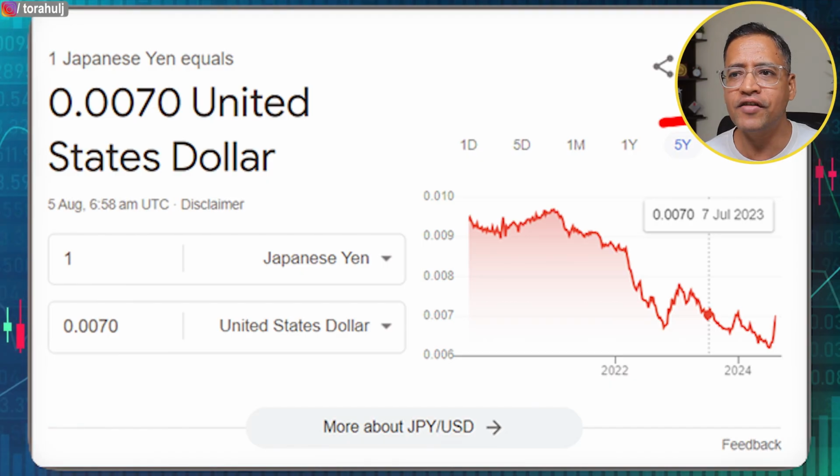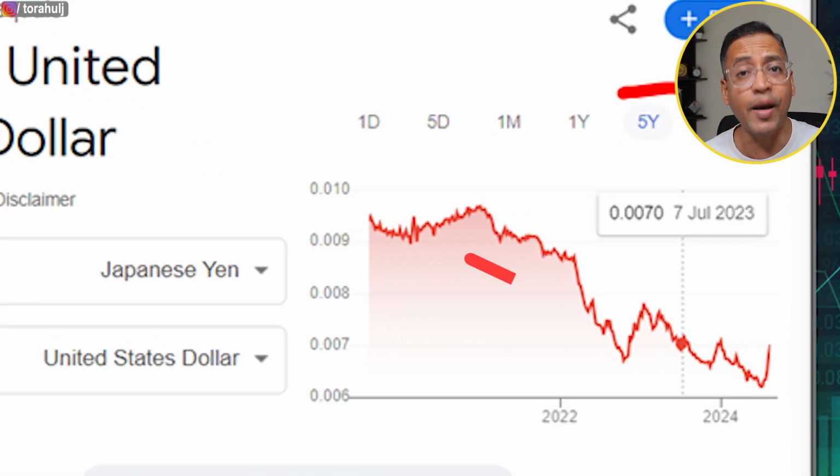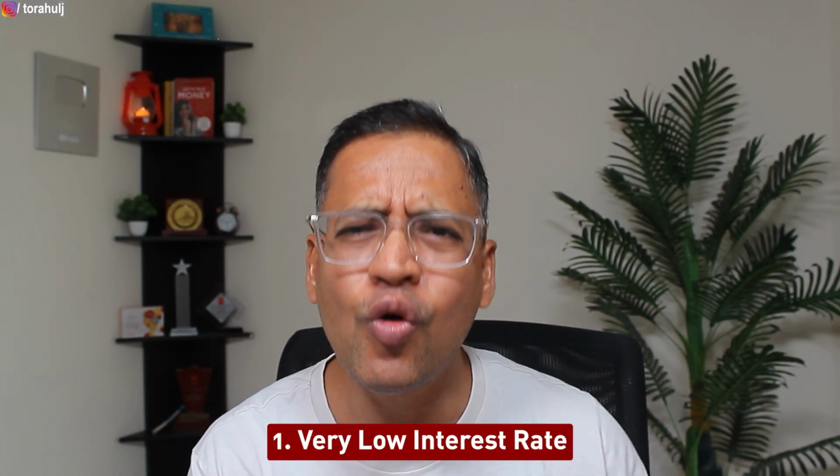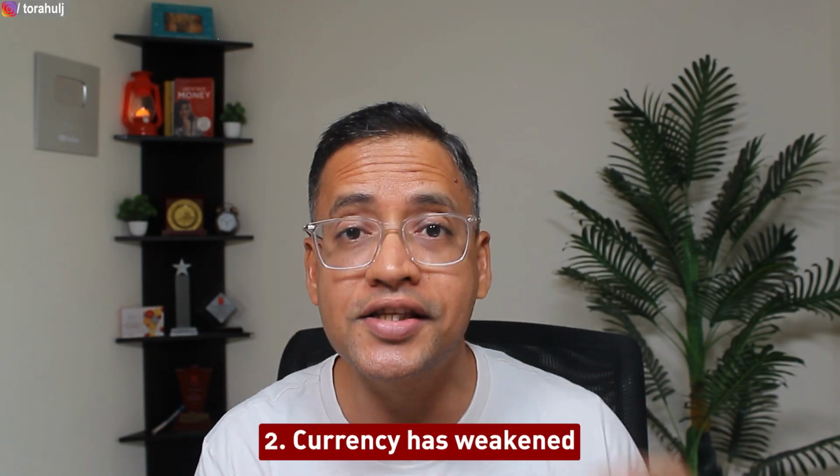Now comes the weaker currency criteria number 2, and if I show you some data here, you will see how the Japanese yen has been depreciating against the US dollar in the last 5 years. If you see, it has come down very, very massively. There could be multiple reasons why the currency has weakened in the last 5 years. Again, if I go into those details, it will become a video dedicated only to why the currency has fallen. So let's keep that to one side and just remember the two criteria Japan has met: number 1, very low interest rate, and number 2, their currency has weakened.